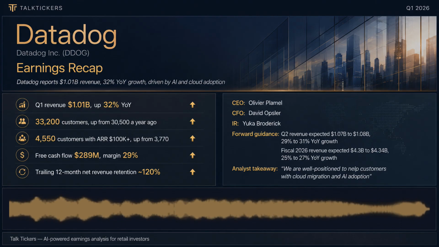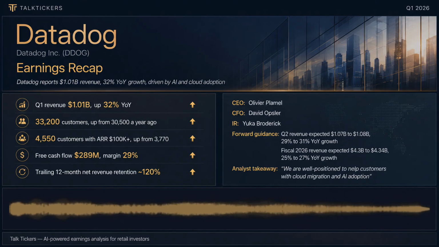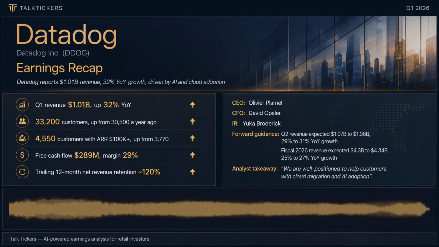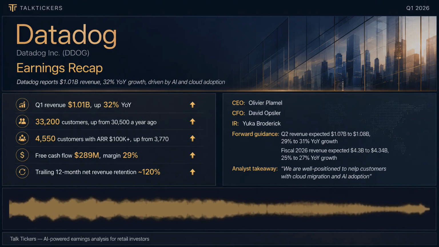And I want to jump straight into section 1, the top line performance. Yeah. Because Datadog just crossed this massive psychological and financial milestone that honestly fundamentally alters how Wall Street values them. Oh, absolutely. Q1 2026 revenue hit $1.01 billion, a 32% year-over-year increase. This is the very first time this company has crossed the $1 billion mark in a single 90-day quarter.